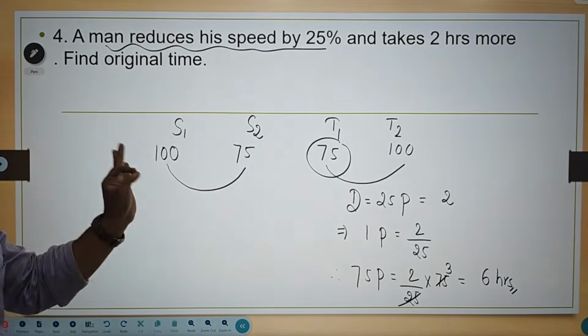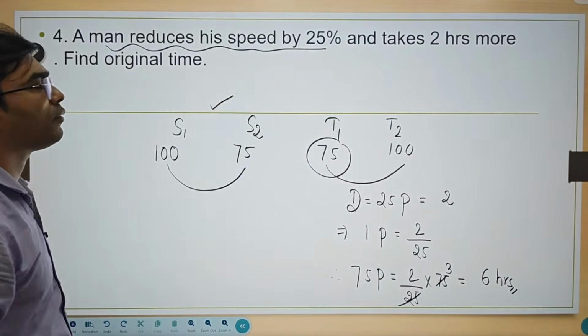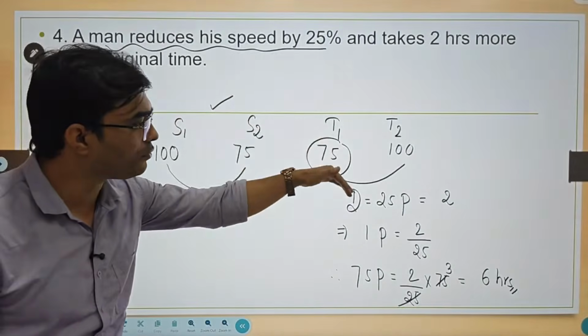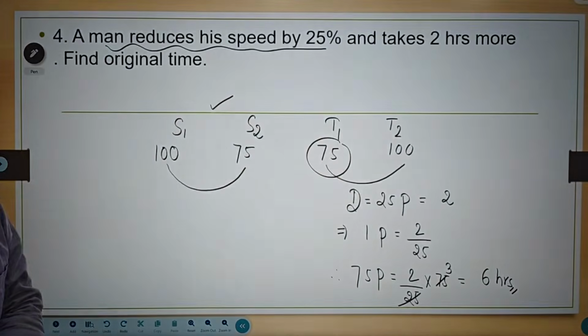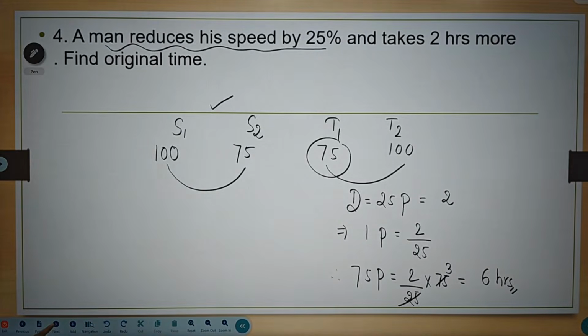So always, whenever the problem is given in the form of percentage, first take the ratio of whatever is given, then the reciprocal ratio. With the help of that reciprocal ratio, we can solve the problems. Clear? Right. Then let's go with the next slide.